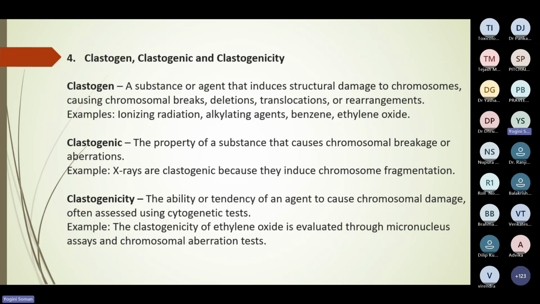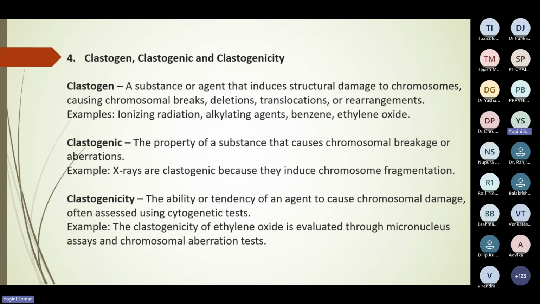The next most important concept is clastogen, clastogenic, and clastogenicity. A clastogen means a substance or agent that causes structural chromosomal aberrations. So it may be a chromosome break, chromosome gap, deletion, eccentric fragments, translocation, rearrangement, etc. Examples are ionizing radiation, and chemicals like ethylene oxide, benzene, etc.